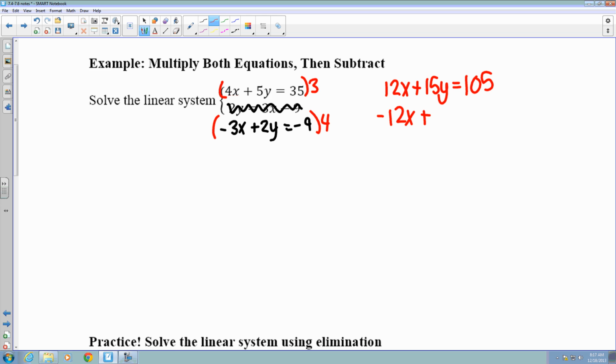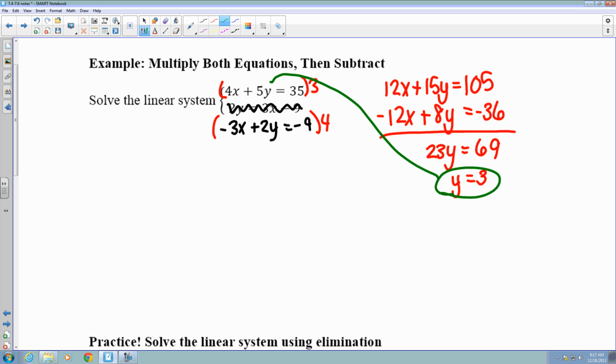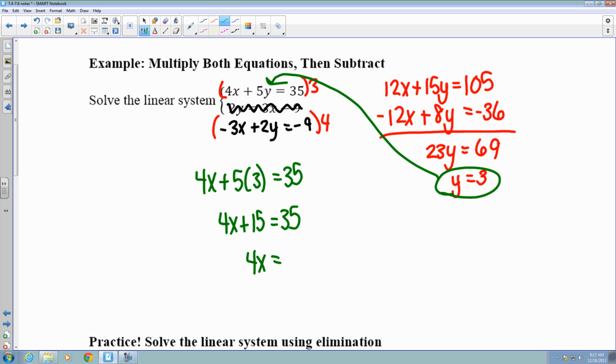Negative 12x plus 8y equals negative 36. Add down, 23y equals 69, and y equals 3. Then I take that y equals 3 and plug it in anywhere that I want to. I want to plug that into the top original. So my point is 5, 3.